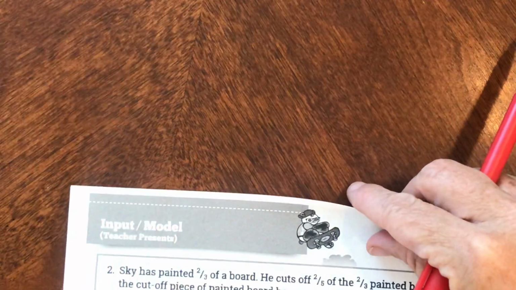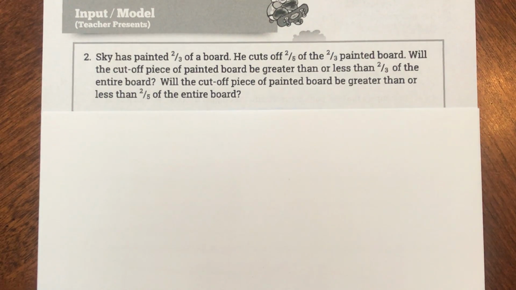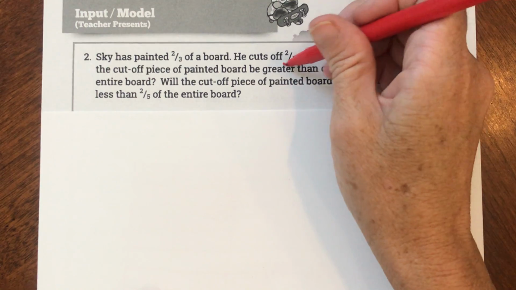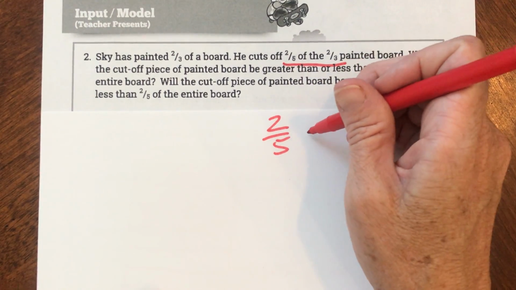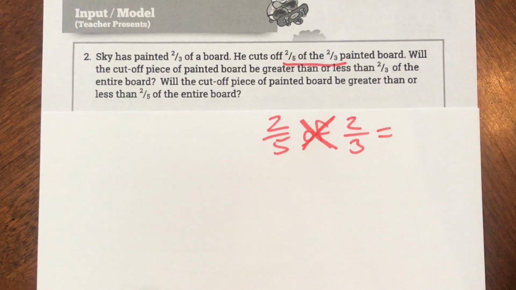This one's a little bit trickier. This one says, Sky has painted 2/3 of a board. He cut 2/5 of the 2/3 painted board. Will the cutoff piece of the painted board be greater than or less than 2/3 of the entire board? Will the cutoff piece of the painted board be greater than or less than 2/5 of the entire board? Okay, so right here I see 2/5 of 2/3, which means it's going to be 2/5 times 2/3.